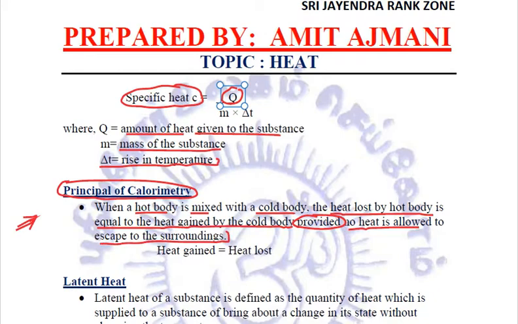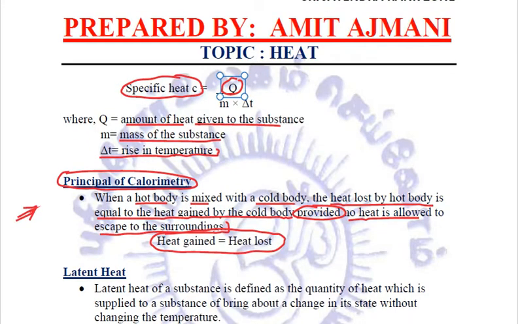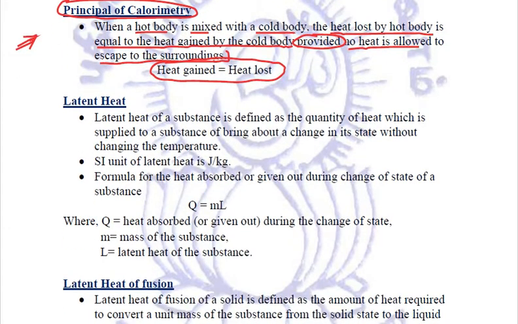So in other words, we can relate the principle of calorimetry as heat gained is equal to heat lost, right? Whenever a hot body and a cold body are mixed together, the hot body is going to lose its heat, whereas the cold body is going to gain that heat, and that is equal. That is, heat gained by the cold body will be equal to the heat lost by the hot body. Clear?